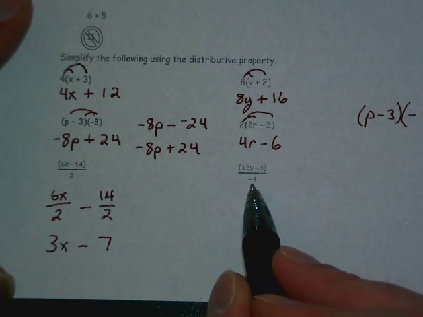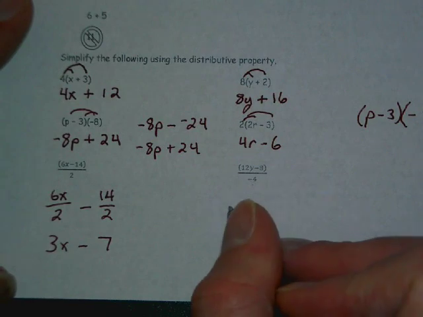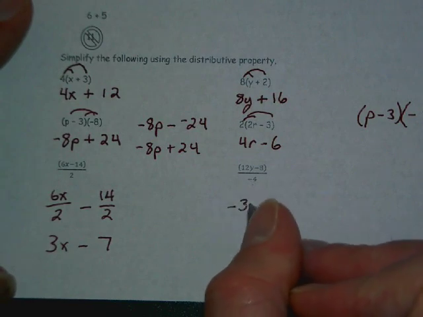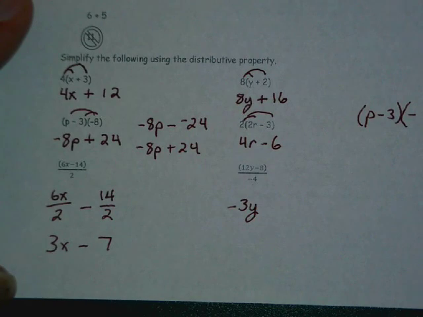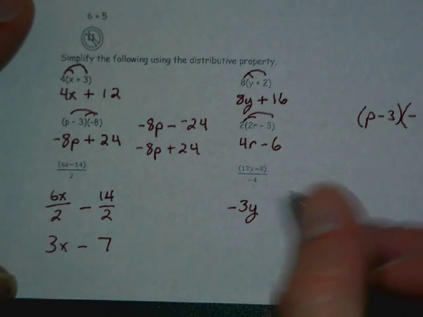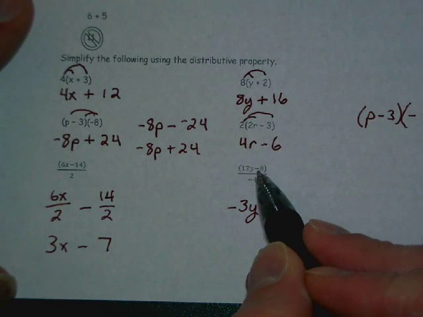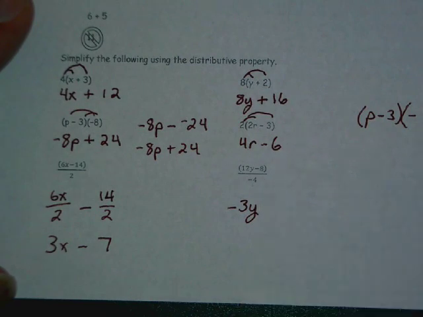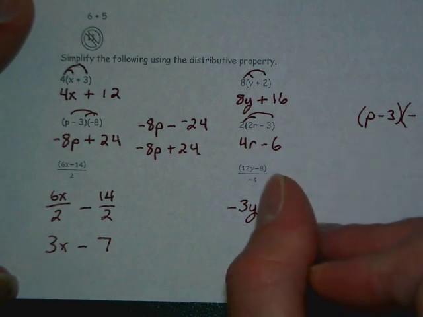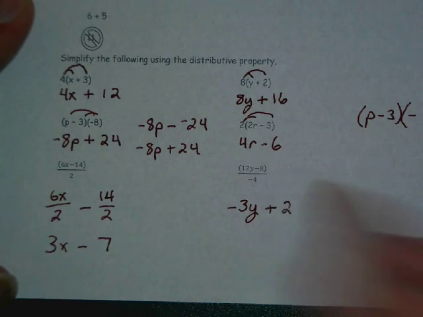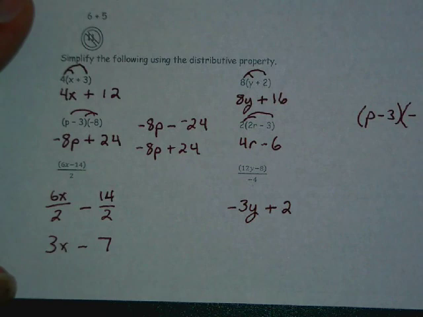So same thing here. 12y divided by negative 4. What would that give me? Negative 3y, right? 12 divided by negative 4 gives you the negative 3, and then we got the y there. And negative 8 divided by negative 4. Positive 2. Negative divided by negative gives us a positive.